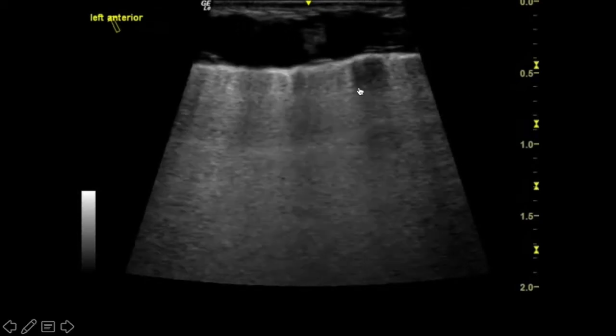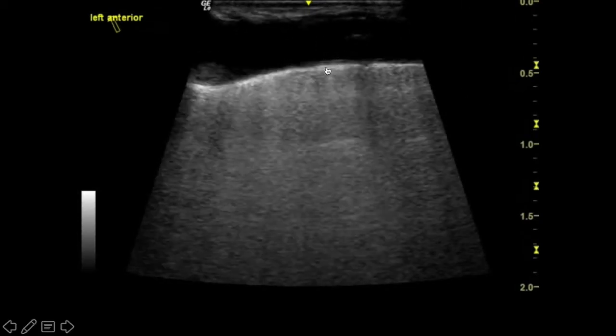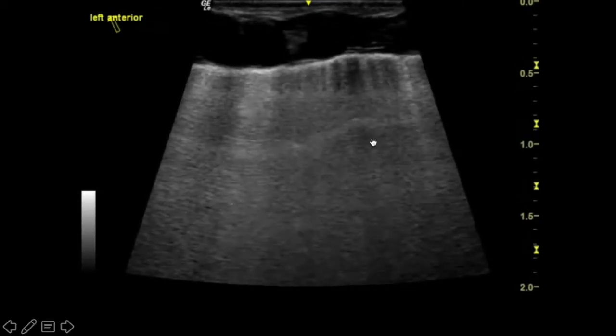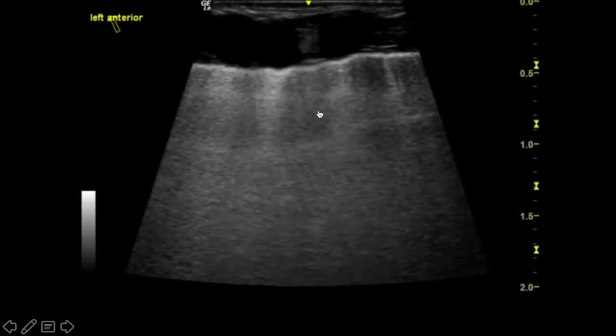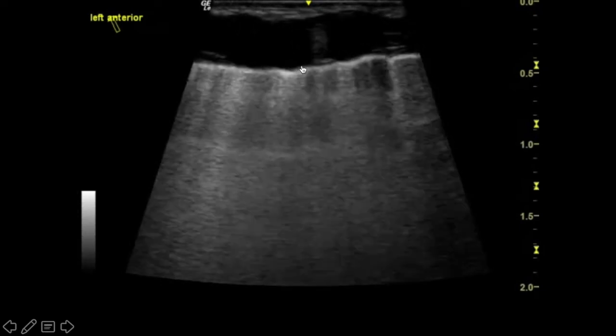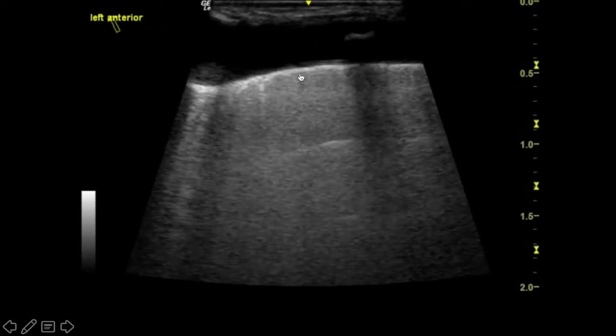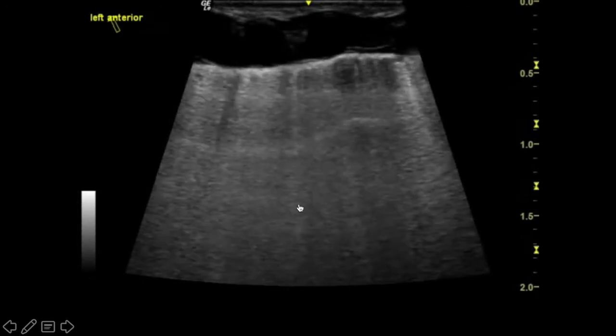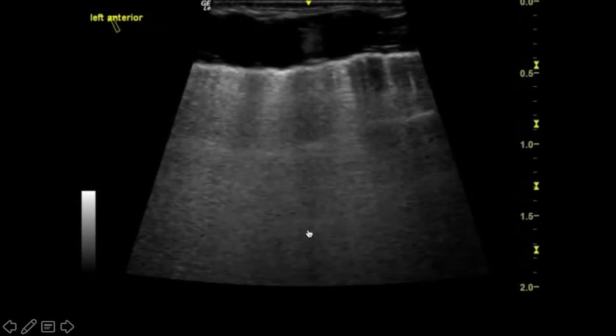Again, you have the ribs here, the pleural line. You can see some A lines, and you see this hyperechoic vertical artifact that arises from the pleural line, is dynamic and spreads all along your screen without fading.